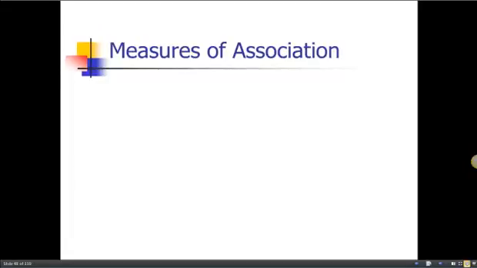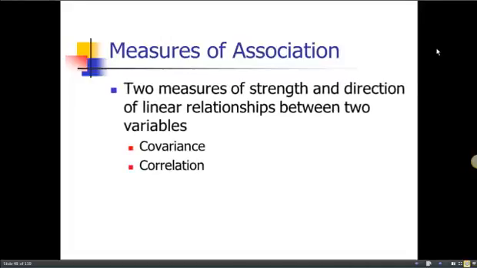Okay, let's spend a few moments thinking about measures of association, also called measures of correlation. We're talking about how one variable is associated or correlated or related to another variable, and typically we're thinking of numeric variables. There are two measures that we use when we think about this, the covariance and the correlation, and both of these give you an indication of the strength and direction of linear relationships between two variables. But as we'll see, one of them is a bit more useful for us than the other.